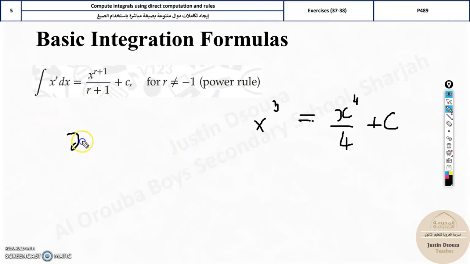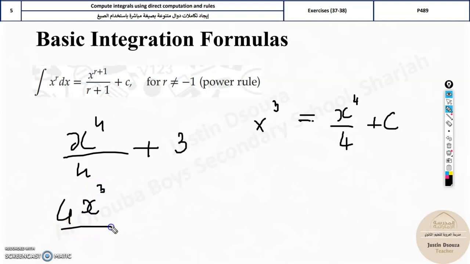So now if I had to derive, say, x to the power 4 divided by 4 plus 3, it would have been 4 comes down. This is derivation I'm doing, f dash, and it'll be x to the power 3 divided by 4, and this 3 becomes 0, and this cancels and you're getting x to the power 3. So this is derivation of the answer, you get x to the power 3.